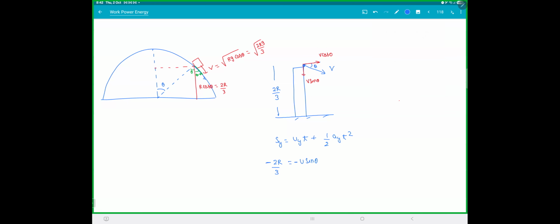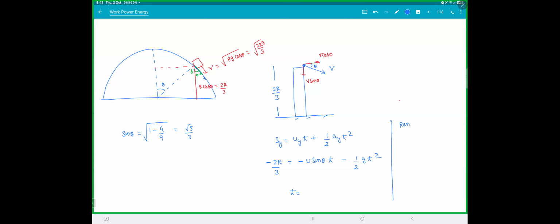This will be minus u sin theta because you're pointing downward. Signs are important. If you go wrong on a sign, the whole thing will go for a toss. And this is minus half g t square because gravity is down. What will be sin theta? Cos theta is 2 by 3, so sin theta is root over 1 minus 4 by 9, which is root 5 by 3. So from here, if you solve, you'll get time.